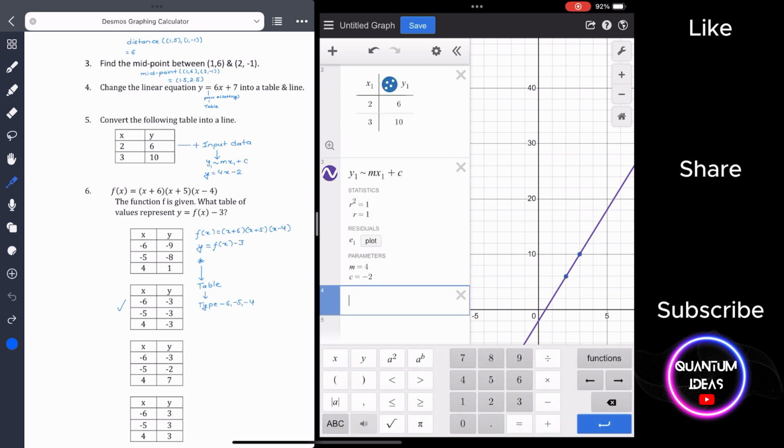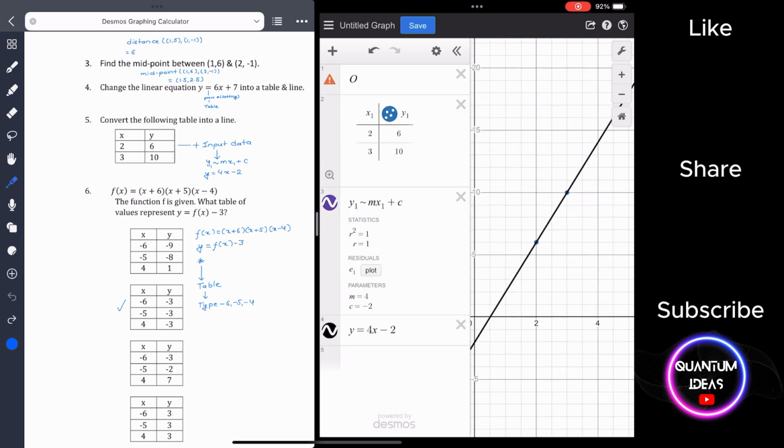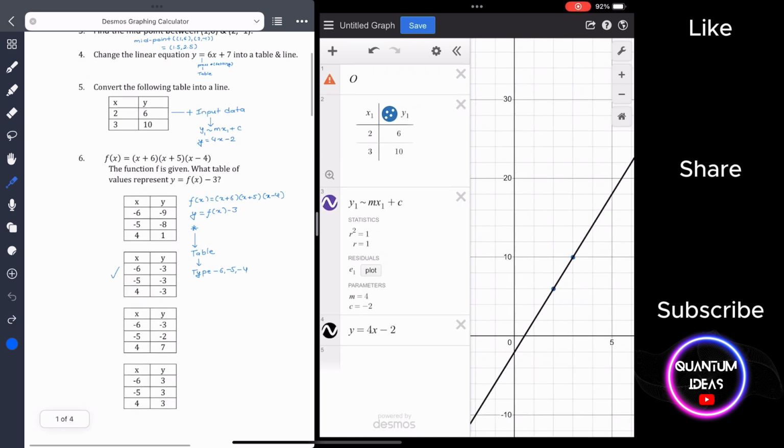Okay, your line is what? y equals to mx plus c, right? 4x minus 2. Okay, these two will overlap. These are the same lines. Okay, so let's go to number 6. Let's close this out.